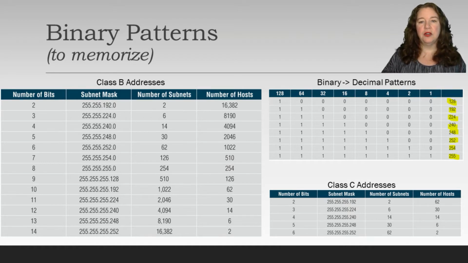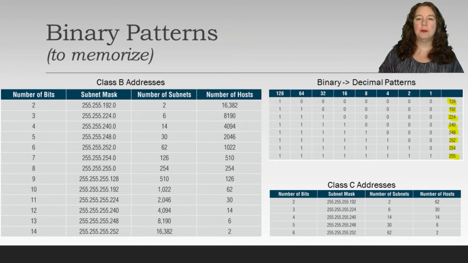As you go down, 128 plus 64 is 192. 128 plus 64 plus 32 is 224. Then 240, 248, 252, 254, and 255. These are our possible binary to decimal patterns when we're borrowing bits from that host node. So if we borrowed 1 bit, we would get 128. If we borrowed 2 bits, it would be 192, and so on and so forth. And then we just did the 224 with borrowing 3 bits.